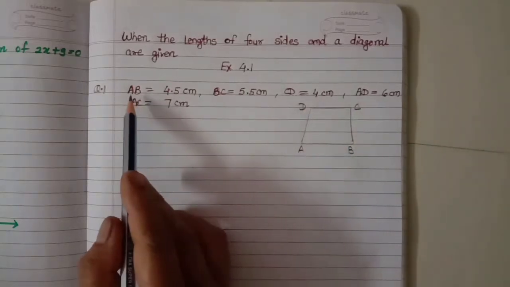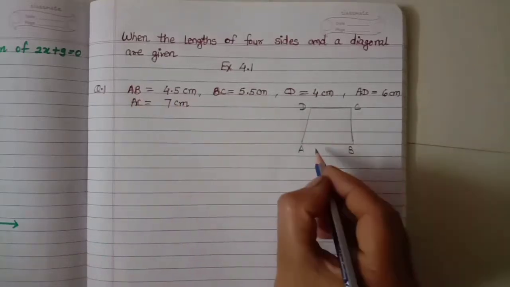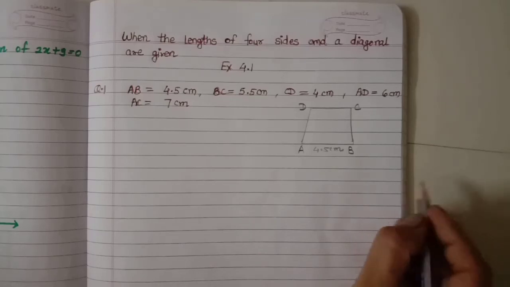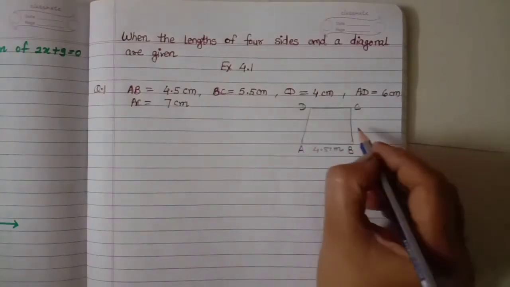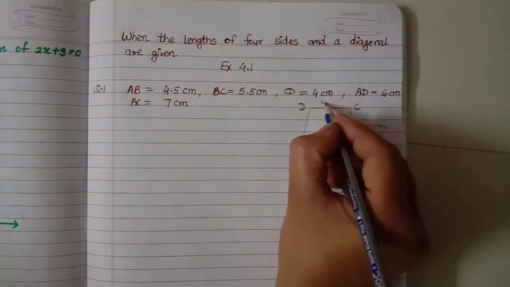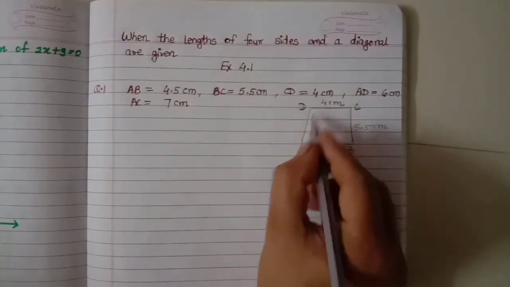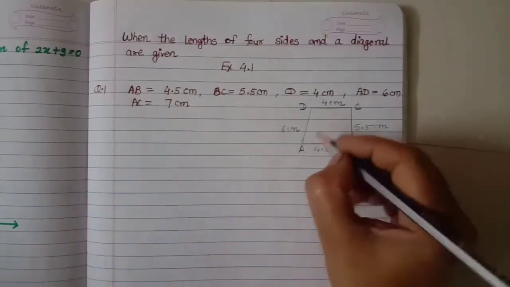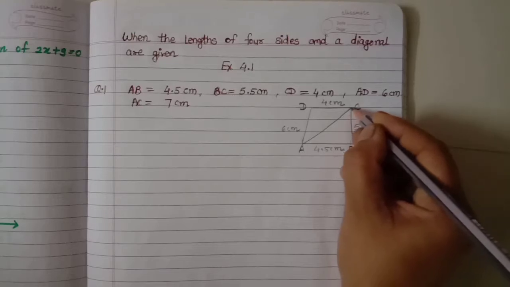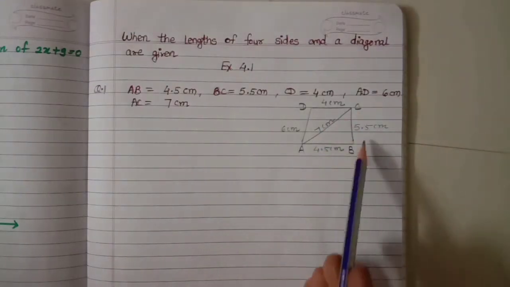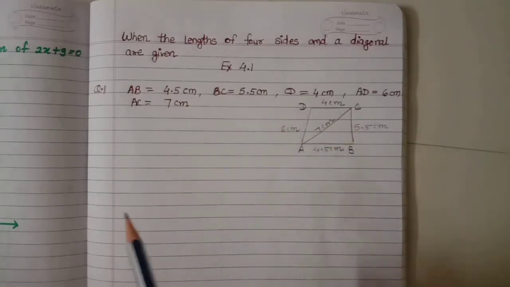Here the length of AB is given as 4.5 centimeter. Let's mark AB equals 4.5 centimeter, BC equals 5.5 centimeter, CD equals 4 centimeter and AD equals 6 centimeter. And AC, it means the diagonal, is given here as 7 centimeter. So with the help of these 5 measurements, now we will make quadrilateral ABCD.